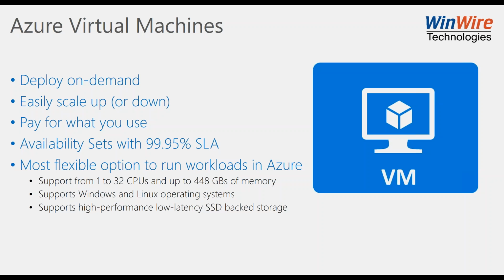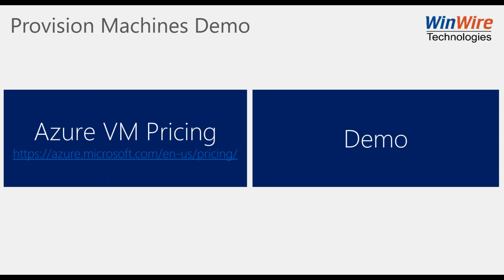You can see some of the metrics, 1 to 32 CPUs, up to 448 gig of memory. Multiple operating systems are supported. And finally, we'll get into the solid-state disk storage or Azure Storage as well.